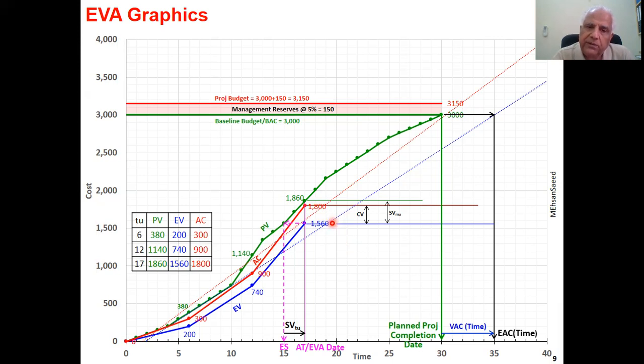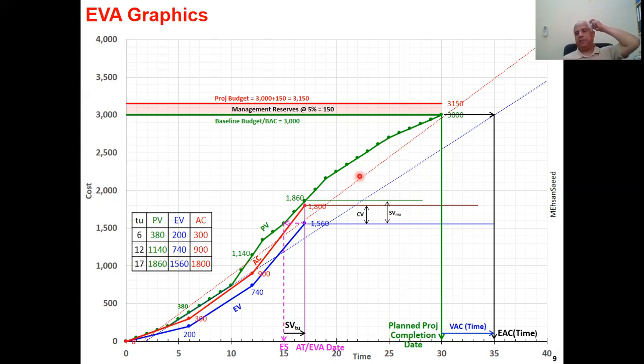And just as we had a trend line for the earned value line, we have a trend line for the actual cost. That means if you continue to spend on the project the way you have done, then you are likely to follow this line. Now, this spending line can be collapsed into this straight line.